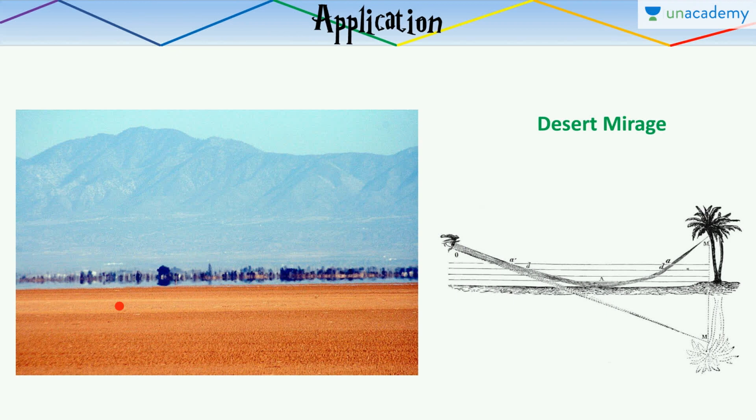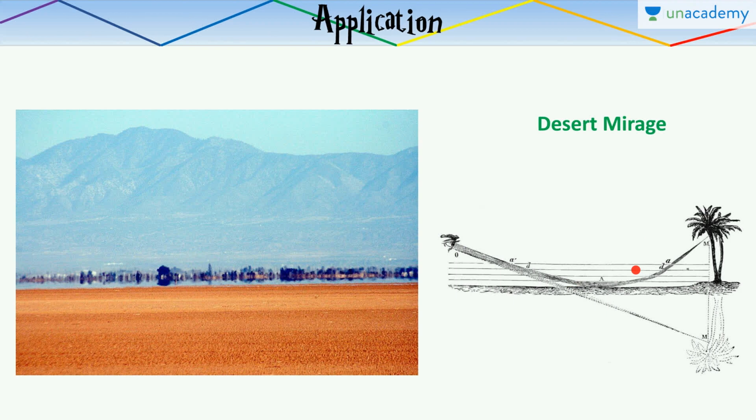And the cool air above the hot air layers has a larger density, and here in this case the optical density is proportional to mass density. So as you go higher and higher in the atmospheric layers, your refractive index is increasing. So suppose a light ray is coming from this tree, traveling in this direction.